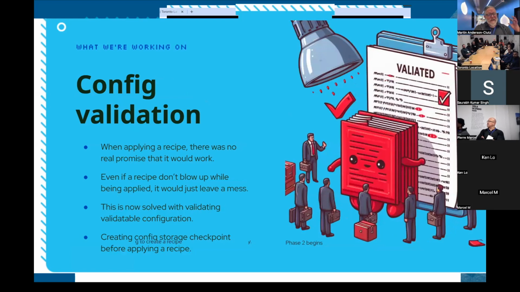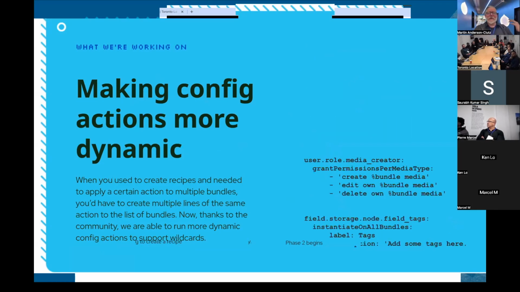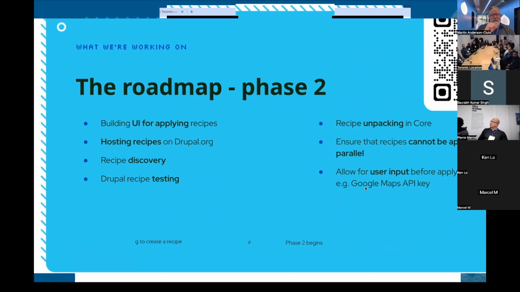Config validation, I think we've covered, so maybe we'll move on. We talked about how config actions have this idea of wildcards to make them more dynamic, but now there's this idea of placeholders. Where some permissions require an actual ID value, like in this case a bundle, you can put a placeholder in there and it'll iterate over all of the available bundles in that specific case.